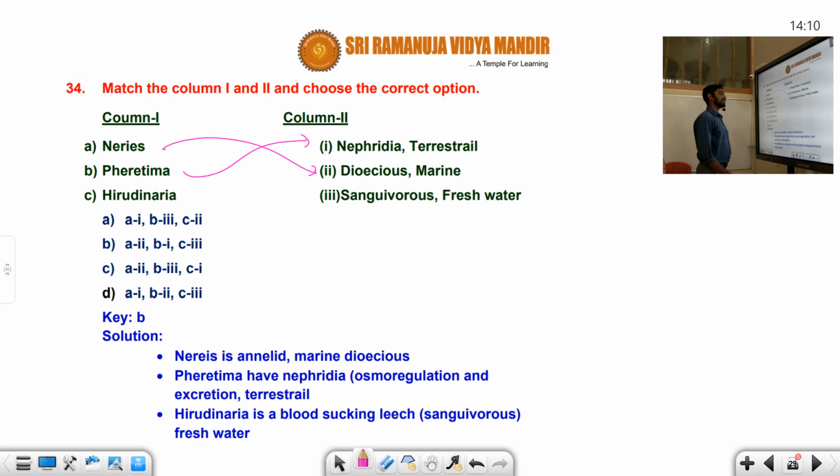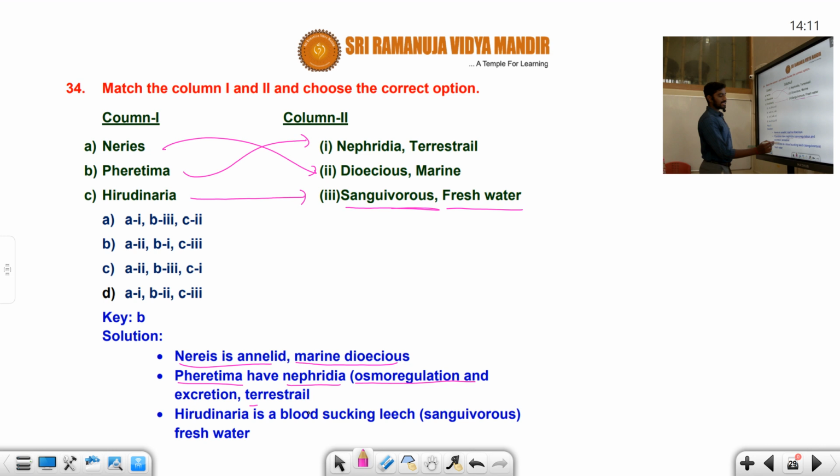Pheretima posthuma is the scientific name for the earthworm. It has nephridia, which are involved in osmoregulation and excretion, that we have already seen. There are 3 types of nephridia: septal, integumental, and pharyngeal nephridia. It is terrestrial, that means land.